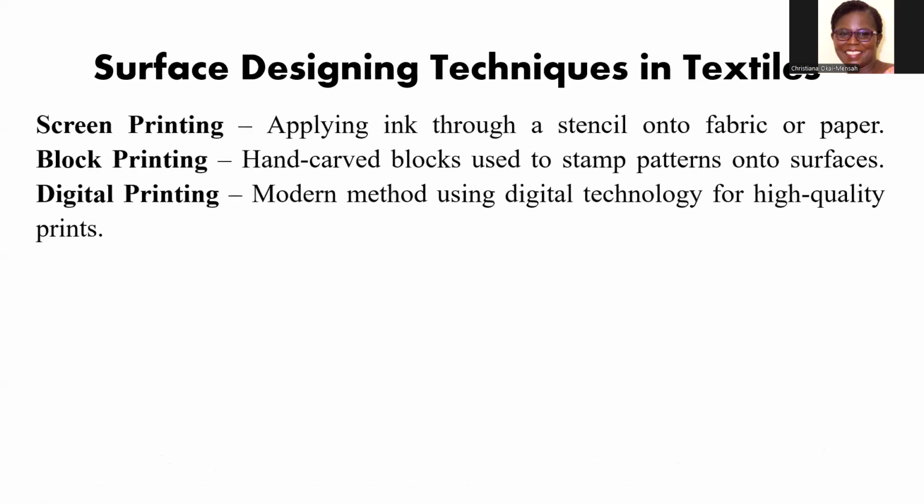So let's look at the surface design techniques that are employed in textiles. We have screen printing. Screen printing, that's the common one: applying ink through a stencil onto fabric or paper. You have block printing, hand carved blocks, which we are going to use for our batik, tie and dye. Hand carved blocks are used to stamp patterns onto fabrics or onto surfaces.